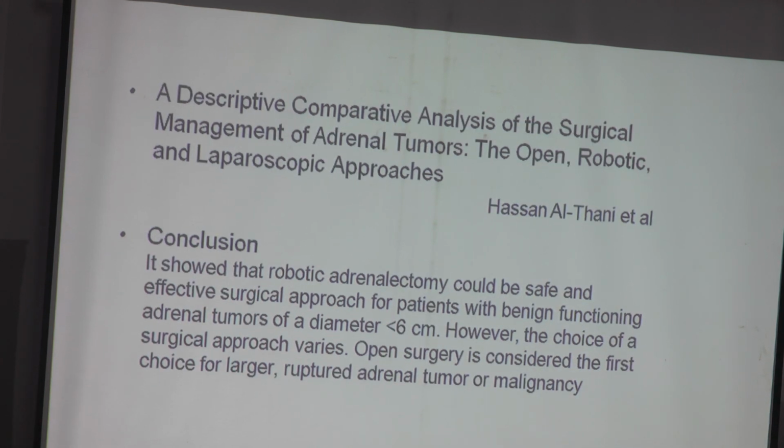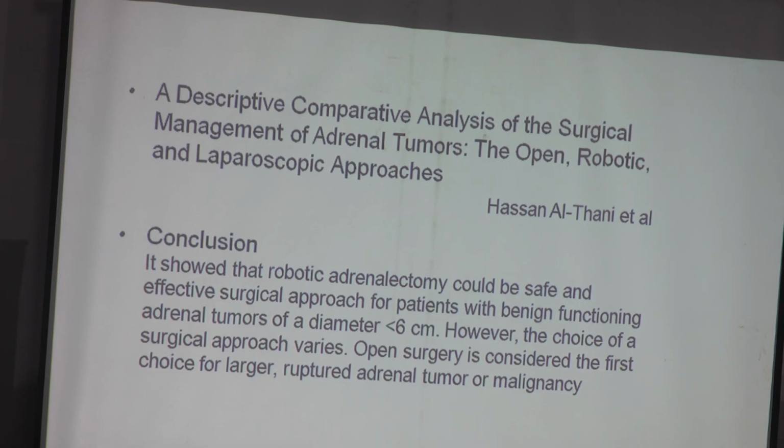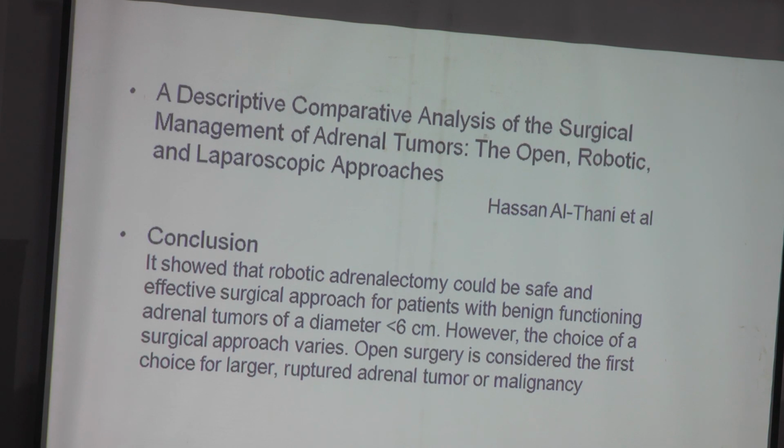And in a study conducted in Qatar, a descriptive comparative analysis of the surgical management of adrenal tumors, the open, robotic, and laparoscopic approaches, they drew the conclusion that robotic adrenalectomy could be a safe and effective surgical approach for patients with benign functioning adrenal tumors of a diameter less than 6 centimeters. However, the choice of the surgical approach varies according to the experience of the surgeon and the characteristics of the tumor. Open surgery is considered the first choice for larger, ruptured adrenal tumors or malignancy.